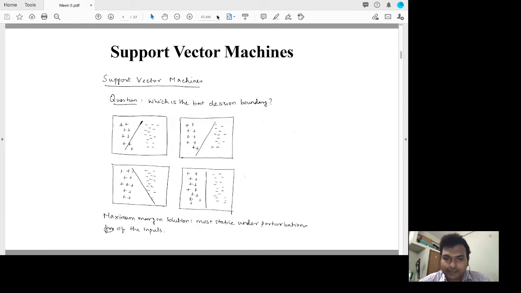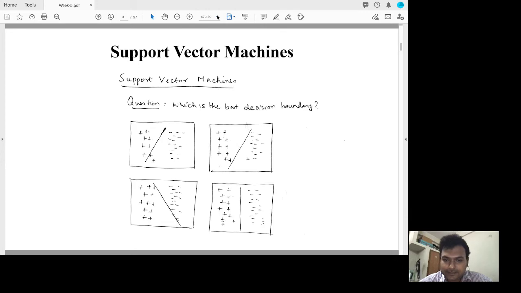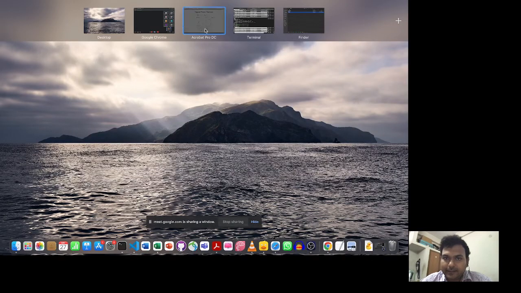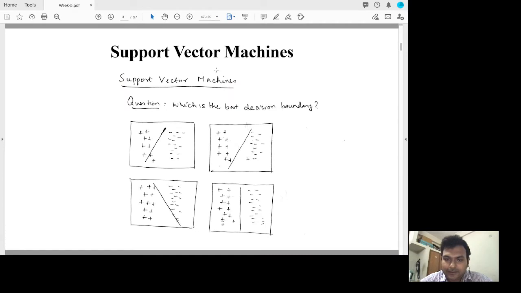Because there is maximum margin from plus and minus classes, it is inducing less error and clearly classifying the positives and negatives. Okay, why is the error for the fourth diagram less than the second diagram or the third diagram? Because margin width is more.